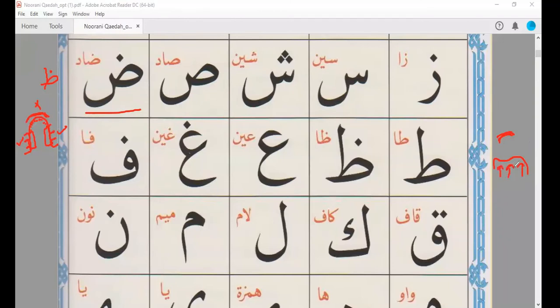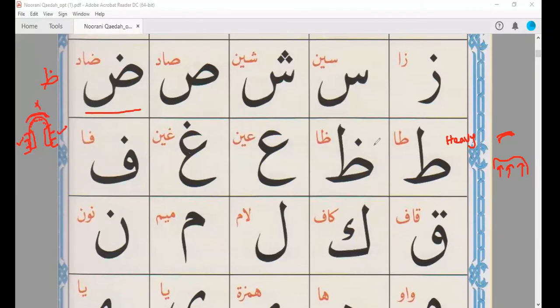So you pronounce it like ta, ta. Again, it is a heavy letter, but you're not supposed to circle your lips. No circling of the lips when you pronounce a heavy letter. Make it ta, okay? And then you have za.